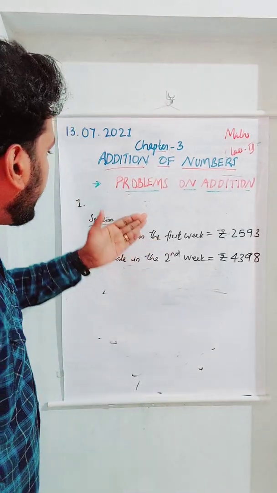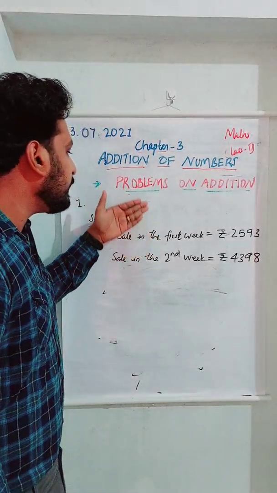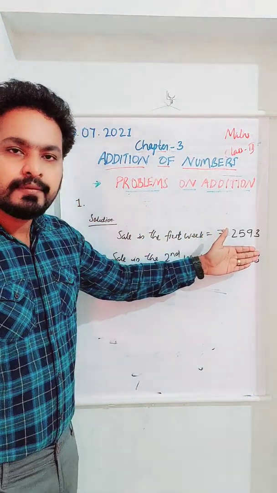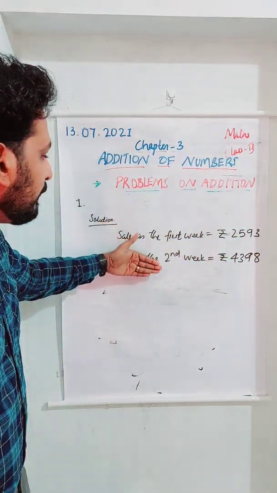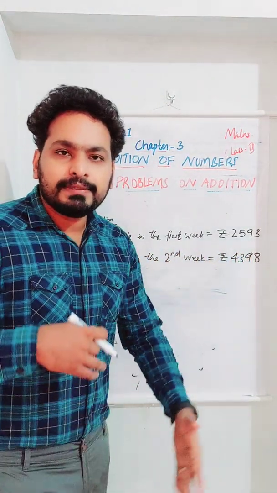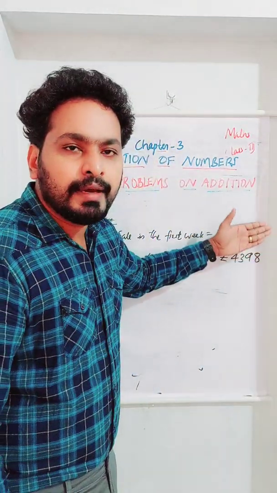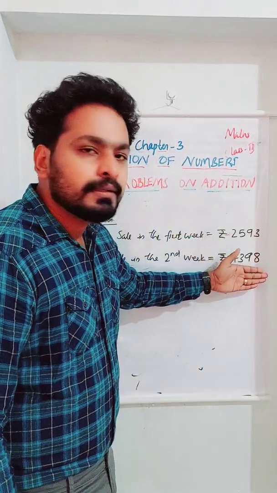समझे यार? इधर क्या है हमारा फर्स्ट स्टेप? पहले हम क्या लिखना है? सेल इन द फर्स्ट वीक लिखना है. इसके बाद सेकेंड स्टेप सेल इन द second week. Then what is the next step? We have to add these two numbers, or we have to add this money together.